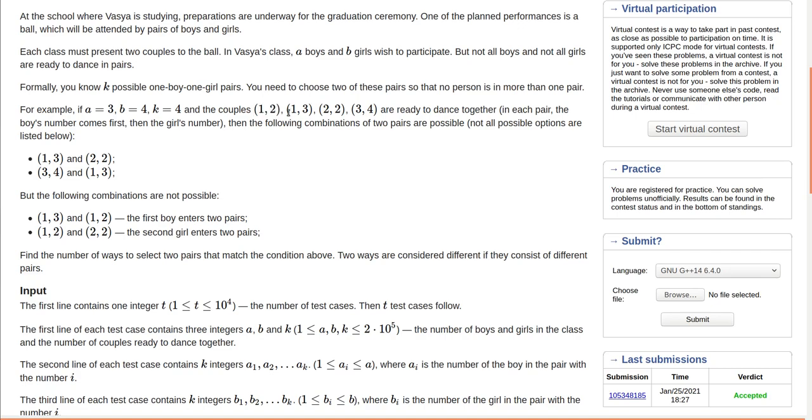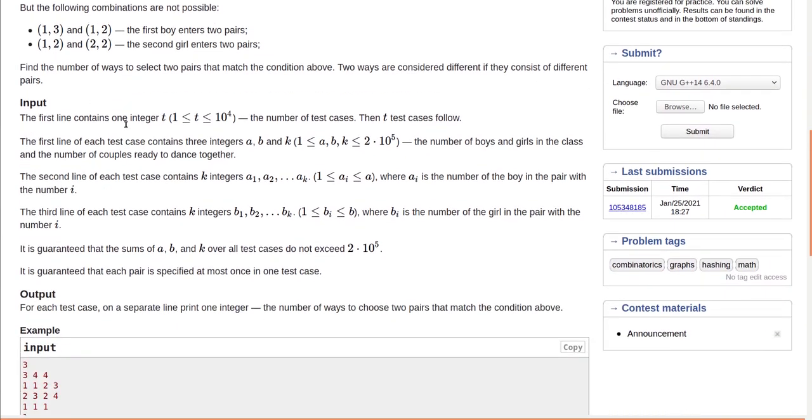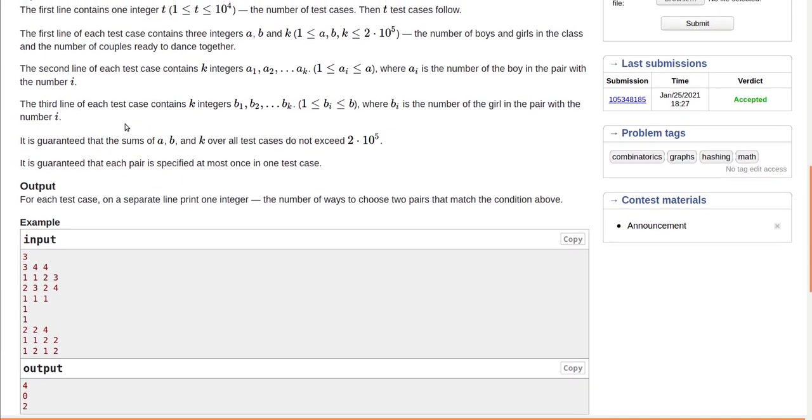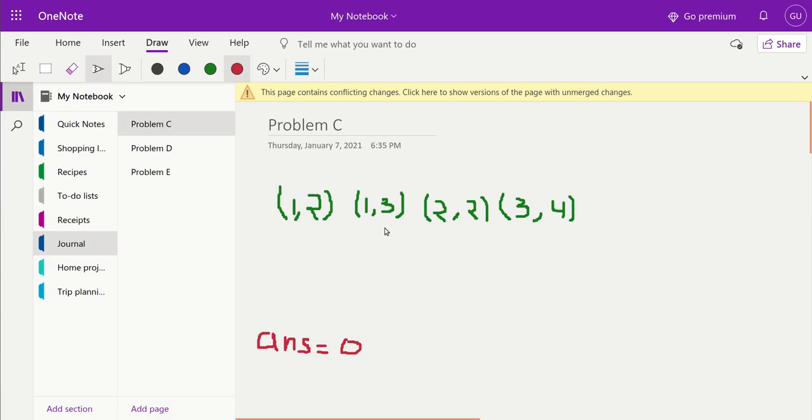So we have to calculate the number of ways of choosing two pairs which meet the condition that one boy should be in exactly one couple and one girl should be in exactly one couple. So let's start with this sample case and count the number of ways for this arrangement. So here let's count one by one for each pair.